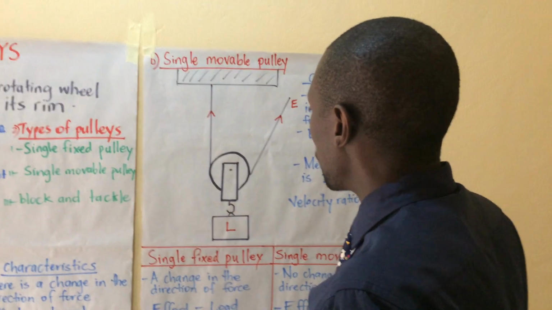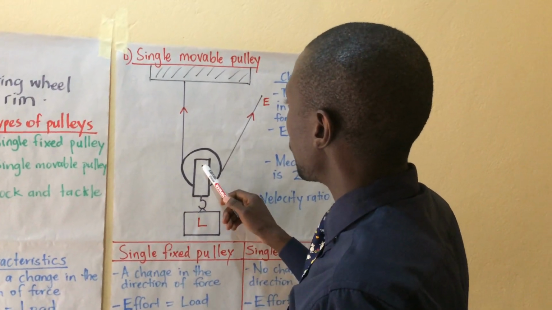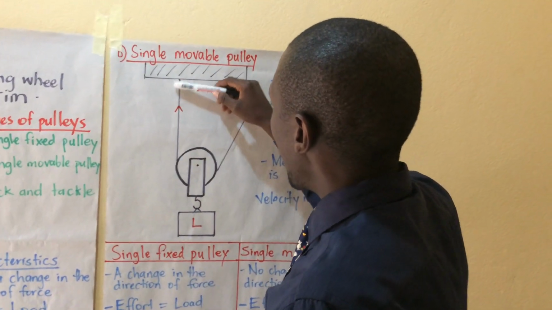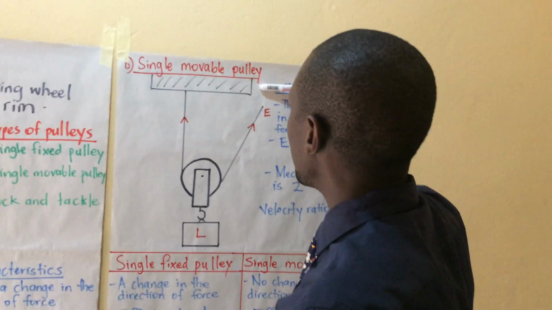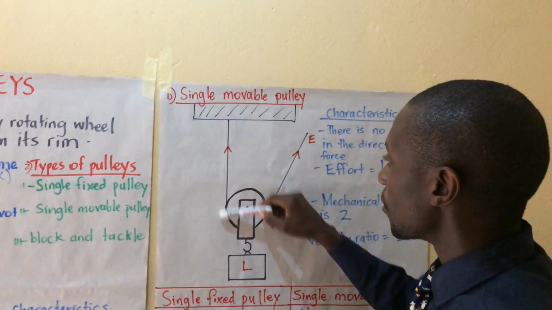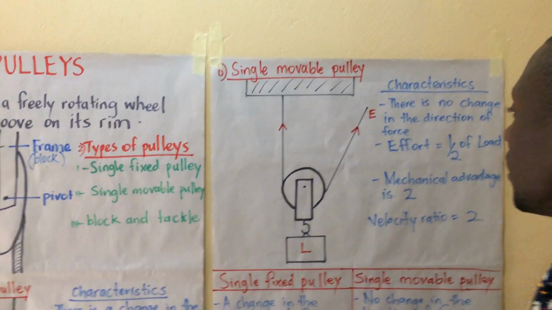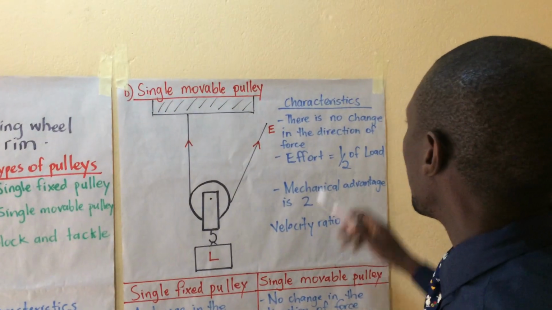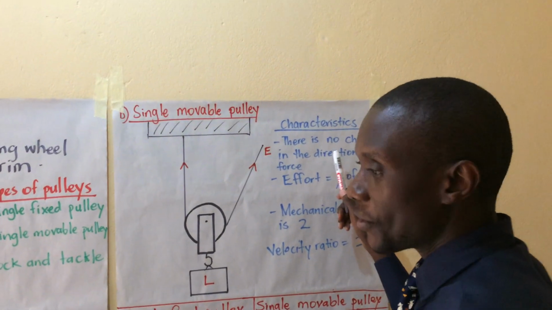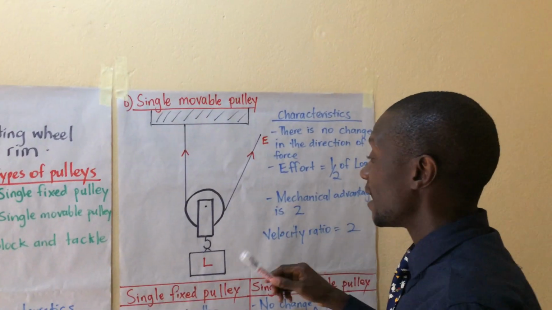The arrows are very, very important here. Now, this pulley has two supporting forces. Two sections of the rope are supporting it. So let's look at the characteristics. There is no change in the direction of force.